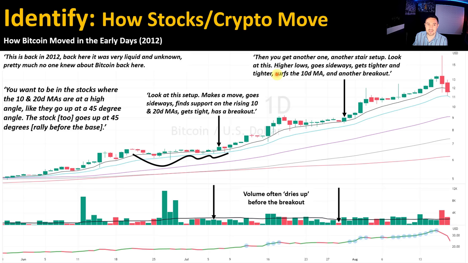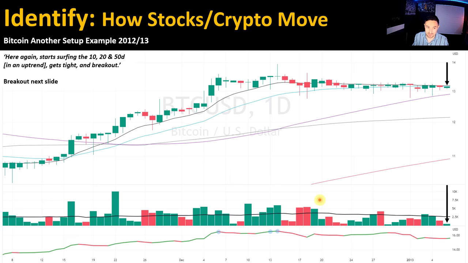So see this black line here? See how it's surfing it? You get these little shakeout demand tails. That means intraday price is going below and then pushing up and closing above, going below, pushing up, closing above. Look how the volume dries up. Look at the higher lows. It's the same things over and over again. Here again, it starts surfing the 10, 21 and 50 day in an uptrend, gets tight and breakout. I'll show you the breakout on the next slide.